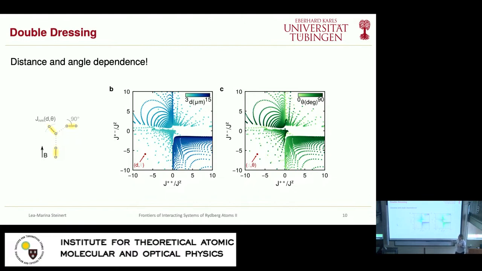So in this plot here, the color coding corresponds to the pair distance. And in this plot here, the color coding corresponds to the angle of the pair with respect to the quantization axis. And you see that we have a rather smooth tunability in the second and the fourth quadrant, whereas in the first and the third, it looks more like a scatter plot. The reason for this is that here we're working close to Rydberg pair state resonances, which requires a really precise stability of your control parameters.